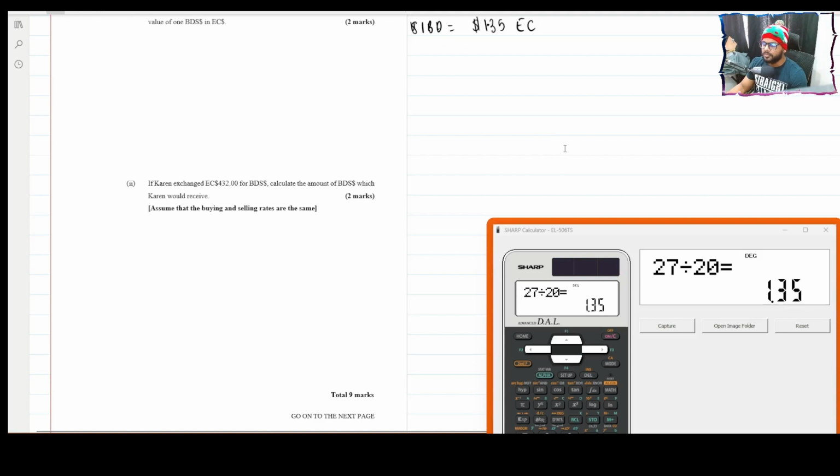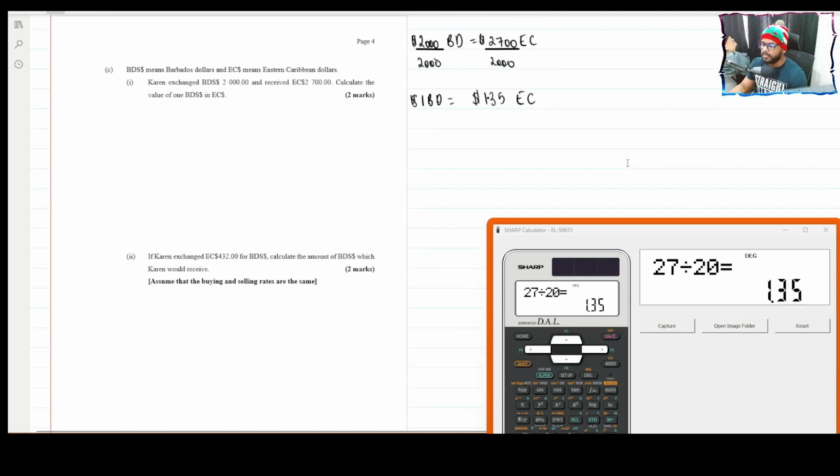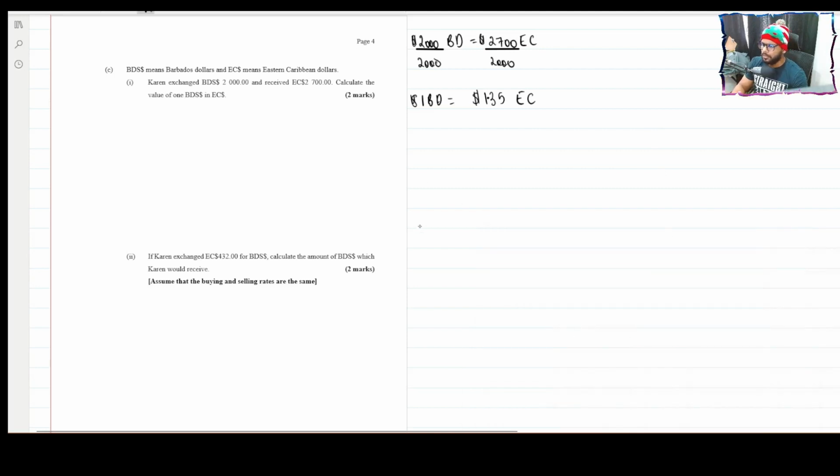Next, if Karen exchanged 432 EC for Barbados dollars, calculate the amount of Barbados dollars Karen will receive. Well, if I could figure out how much 1 EC is, I could figure out how much $432 EC is. So I'll perform the same steps above, but instead I'll divide by 2,700. So for part 2, I'll have 2,000 Barbados dollars is equal to 2,700 Eastern Caribbean dollars. If I divide both sides by 2,700, I will get what 1 Eastern Caribbean dollar is.